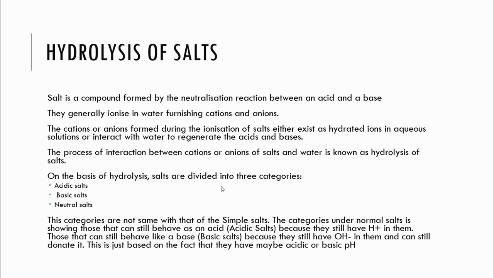So on the basis of hydrolysis, salts are divided into 3 categories: acidic salt, basic salt, and neutral salt. Acidic salts are not acidic because they contain hydrogen ion. No, this one is just because they are acidic by nature. In fact, they are normal salts, let me put it that way. Other than simple salts, you have normal, acidic, and basic. These guys are normal salts, but under the normal salts, we now have the acidic part of it. Acidic because it has low pH, basic because it has high pH, then neutral because the pH is 7. So these categories are okay. I think that's what I just explained.